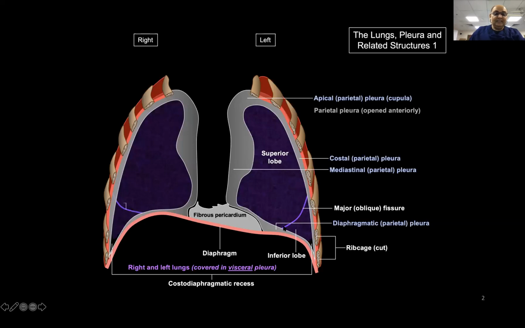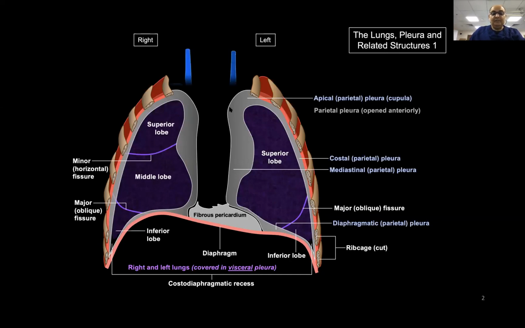And then on the right side, we can see the same oblique fissure, and then there are two fissures there. On the left side, we had only one fissure, which gives me two lobes, superior and inferior. On the right I have two fissures, one going oblique and one going horizontal or transverse. So on the right side I'll have three major lobes: superior, middle, and inferior. That's the difference between my right and left lung.